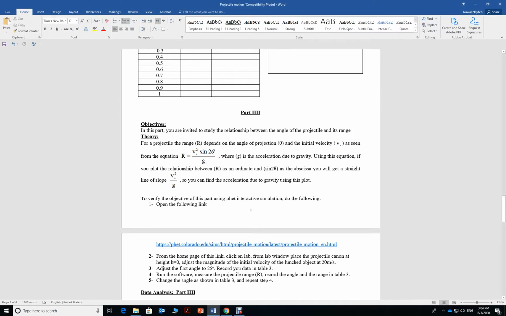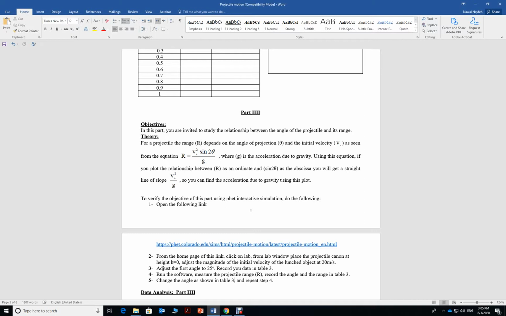We can deduce this relationship between the range and the angle from the equations of motion. We can combine them together and take one in terms of the other, and then we finally get that the range is given by v naught squared sine 2 theta divided by g. As you see in this equation, if we keep v naught constant, and gravity, as you know, is constant, but we change the angle and for each angle measure R, you'll see there is a relationship between R and theta according to this equation.